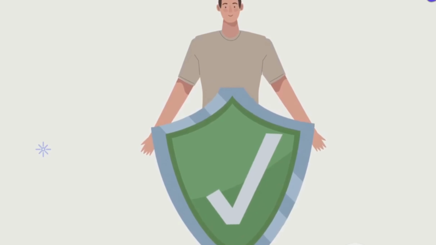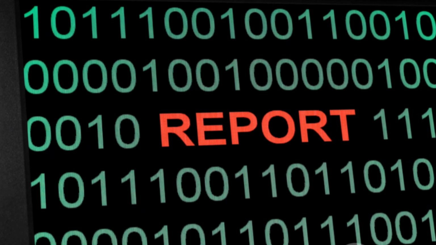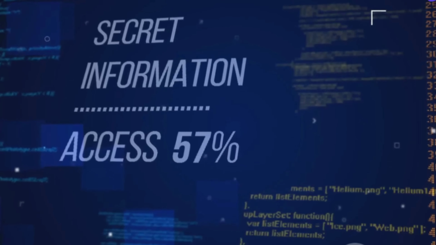Secondly, respect the privacy of individuals and organizations. Avoid accessing or disclosing any sensitive information beyond the scope of your engagement. Ethical hackers have a responsibility to protect the confidentiality of the data they encounter. Report your findings to the system owner or vendor promptly.